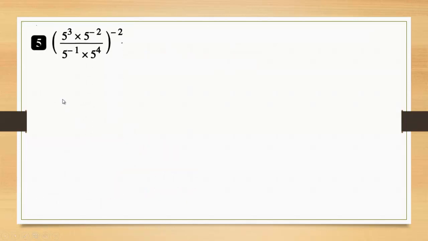Example number 5: 5 power 3 times 5 power negative 2 over 5 power negative 1 times 5 power 4, all power negative 2. We will change the negative powers in the bracket. 5 power 3 and 5 power negative 1 will be in the numerator times 5. But 5 power negative 2 will be in the denominator. So 5 power 2 times 5 power 4.